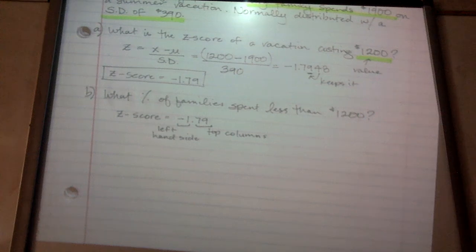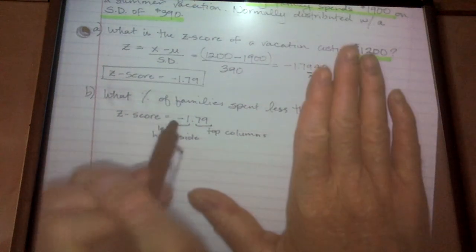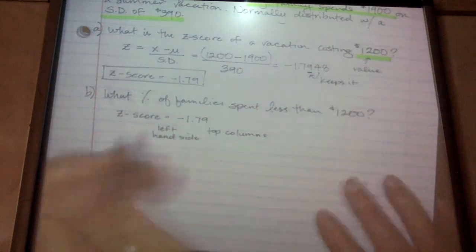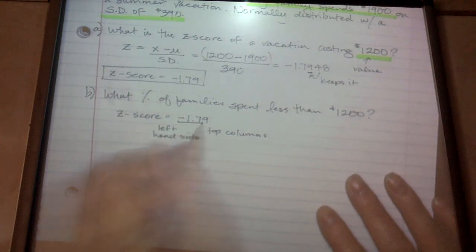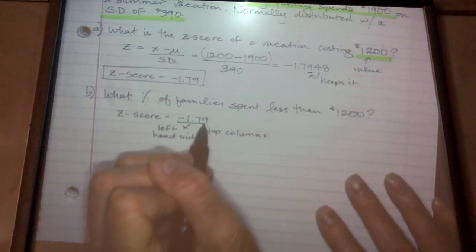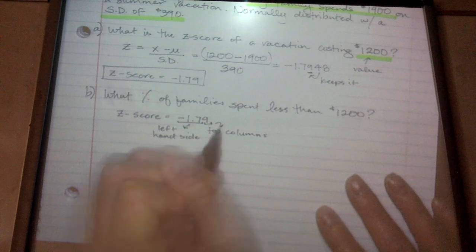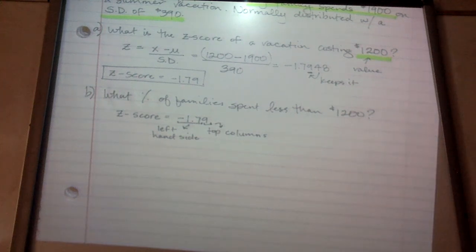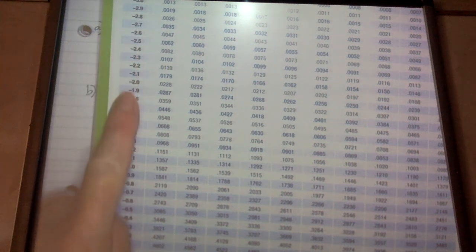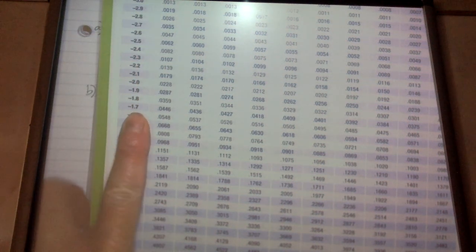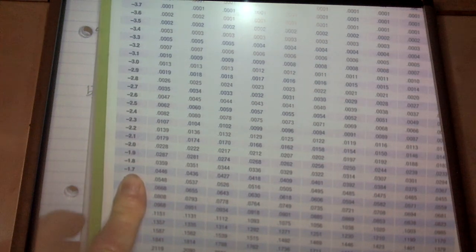So, I broke that up incorrectly. The first two numbers are on the left side. The hundredths spot is the top columns. Sorry about that. So on the left, I'm looking for negative 1.7. Okay, there's negative 1.7. Now, 9 is in the hundredths place.